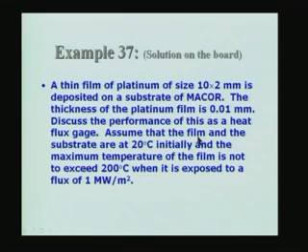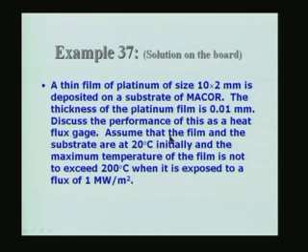So, with this basically we will look at a simple solution to a simple problem, so that the numbers become clear to us. So, we have a thin film of platinum of size 10 by 2 millimeters, 10 millimeters long and 2 millimeters wide. It is deposited on a substrate of Macor. The thickness of the platinum film is 0.01 millimeters, 10 microns. Discuss the performance of this as a heat flux gauge.